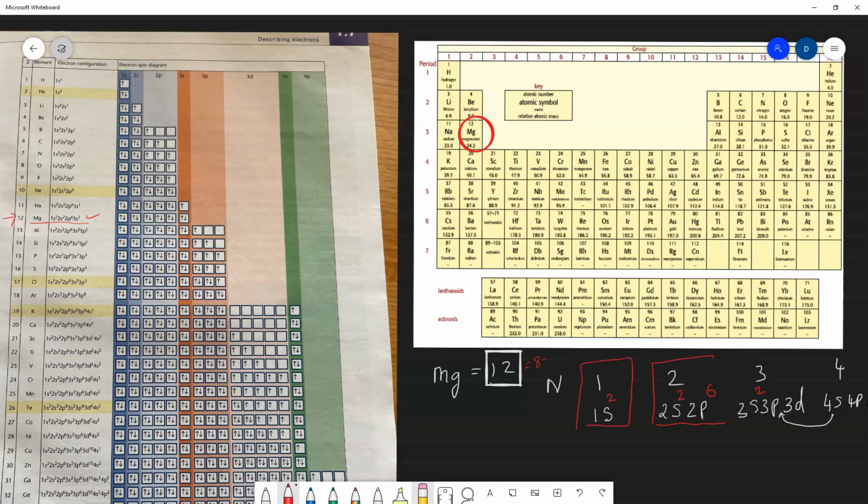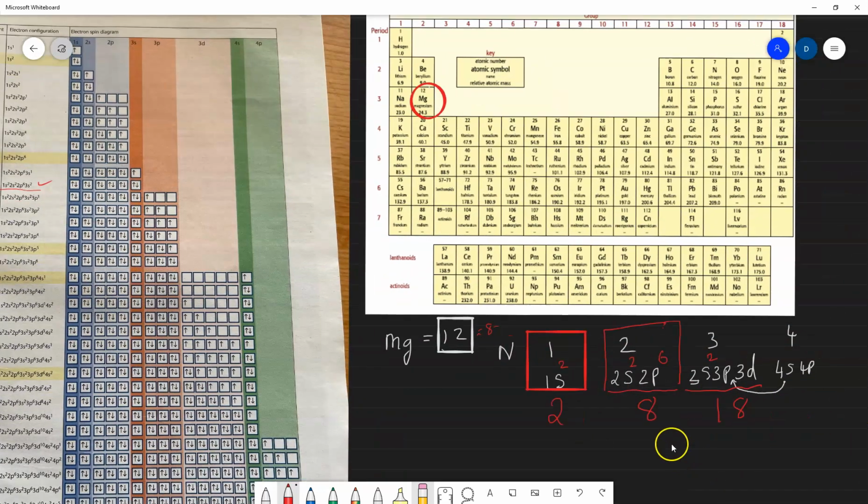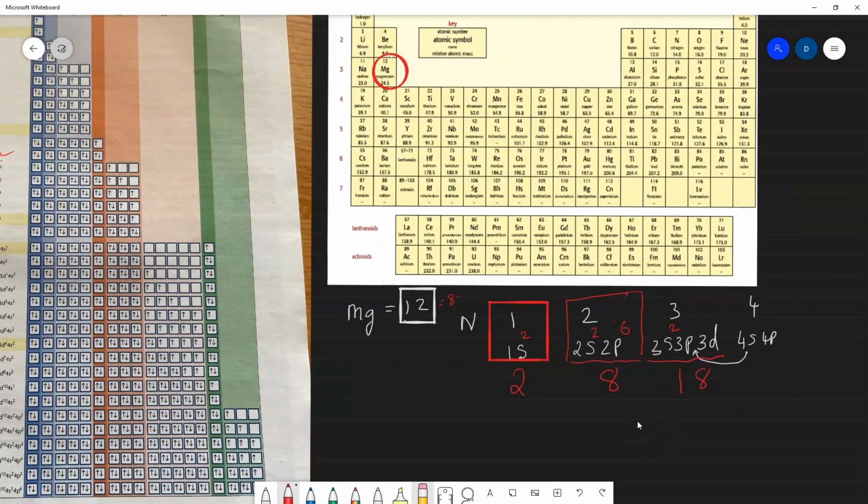See, the first shell can have a maximum of 2. The second shell can have a maximum of 8, and the third shell can have a maximum of 18. Okay, so this is what you know about the shells. And the fourth shell can have a maximum of 32.